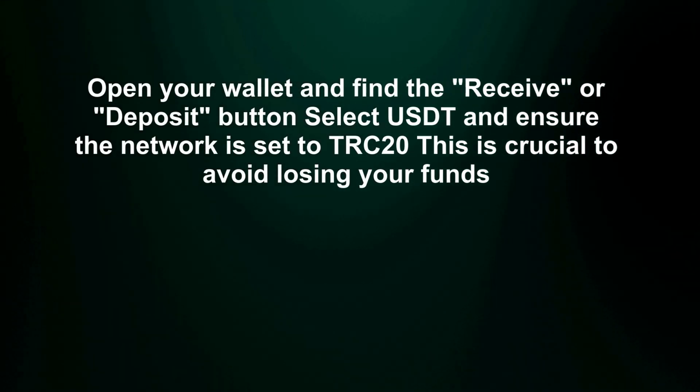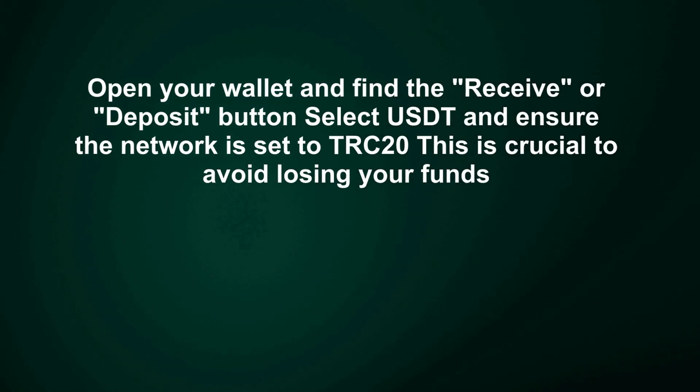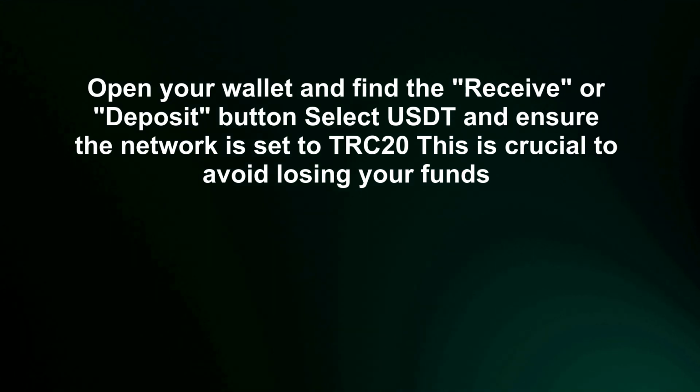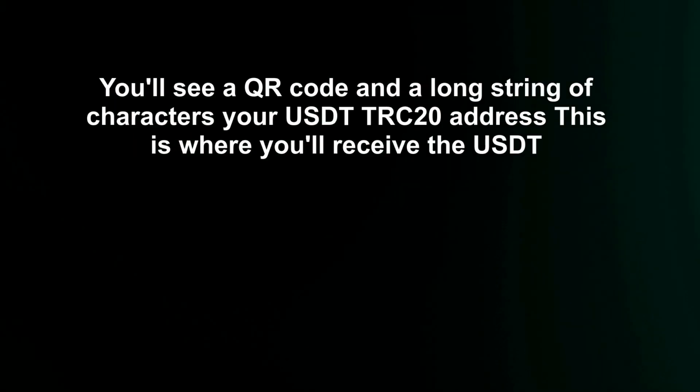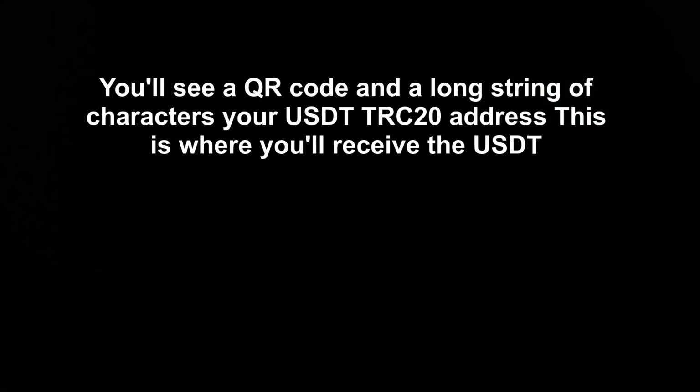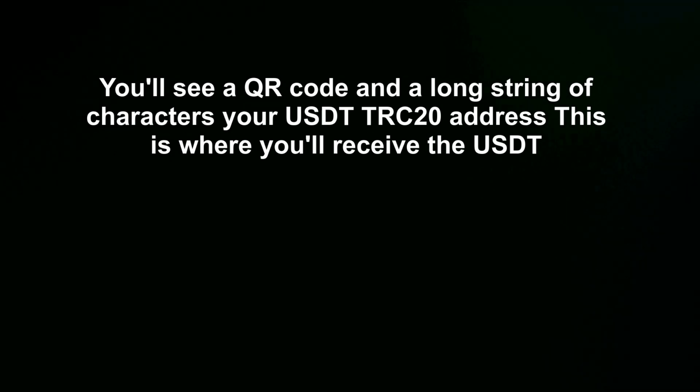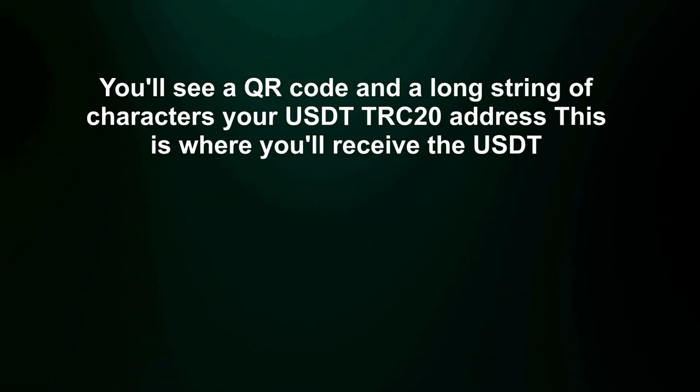Open your wallet and find the Receive or Deposit button. Select USDT and ensure the network is set to TRC20. This is crucial to avoid losing your funds. You'll see a QR code and a long string of characters, your USDT TRC20 address. This is where you'll receive the USDT.